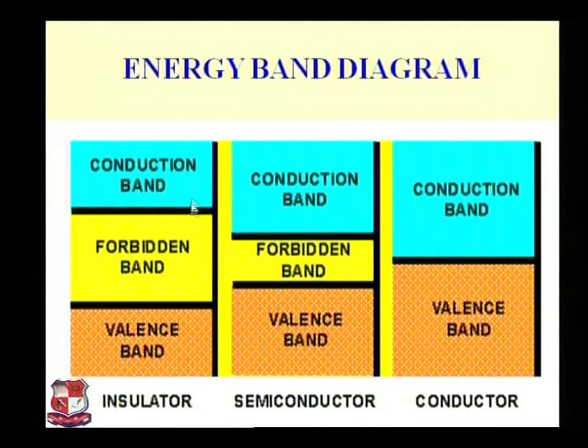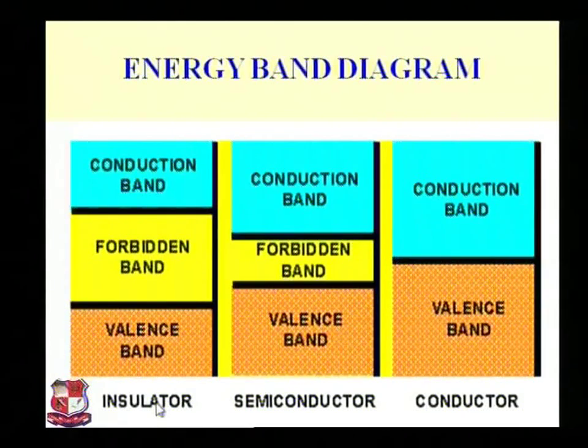See, the first is the energy band diagram of an insulator, second is the energy band diagram of a semiconductor, and third is the energy band diagram of a conductor. What do they represent? The blue part is the conduction band, the yellow part is the forbidden gap, and the orange part is the valence band. There are three bands: valence band, forbidden gap and conduction band. In the valence band electrons are always there. When electrons go from the valence band to the conduction band, then and only then is current flowing.